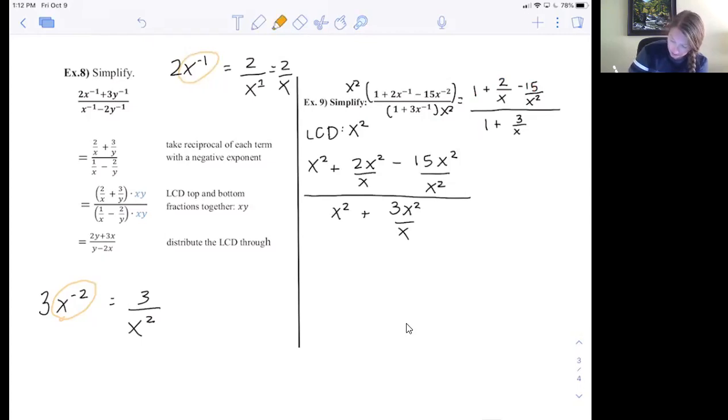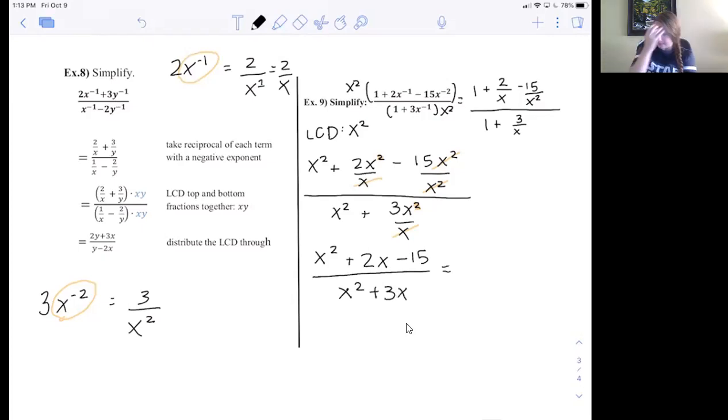So I just times all of these terms by x squared. Okay, now I'm going to see these x squareds cancel out. This x cancels out with one of these x's, so I'm just left with x on top. And then the same for this one. I'm just left with 1x on top. So I'm left over with x squared plus 2x minus 15 divided by x squared plus 3x.